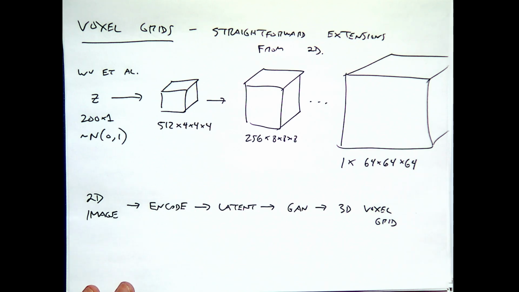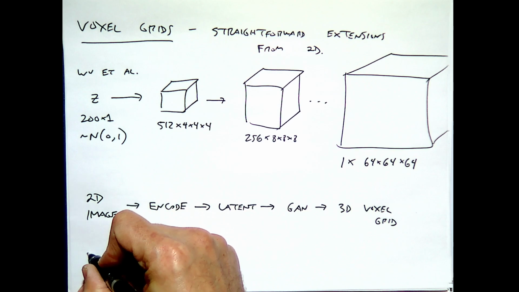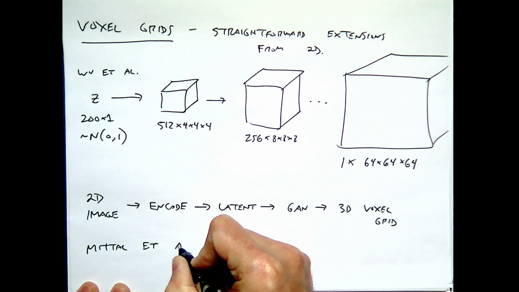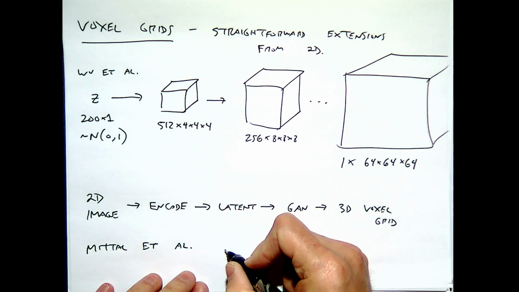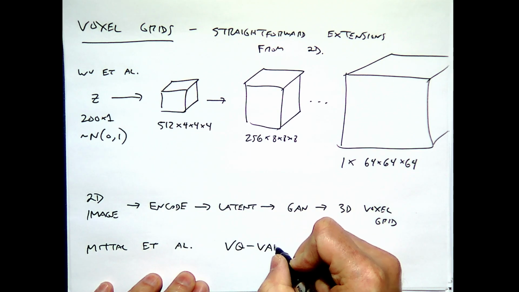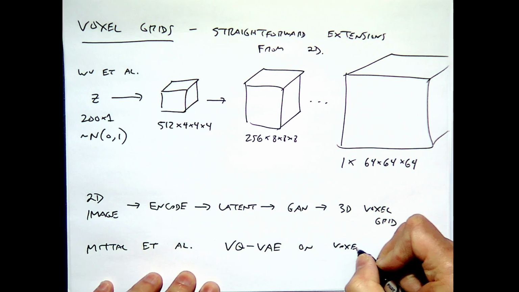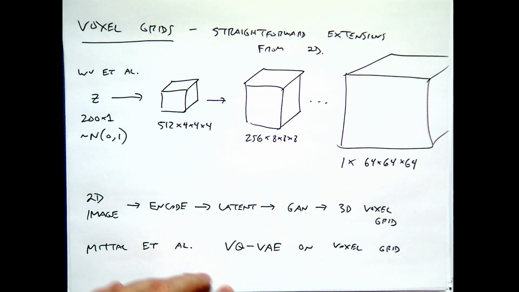Another paper that came to mind is basically a paper by Mittal et al. This was CVPR 2022, which uses a VQ-VAE model on a voxel grid. So just to say that, you can apply a GAN to a voxel grid, you can apply a VAE to a voxel grid. It's all more or less the same type of idea.